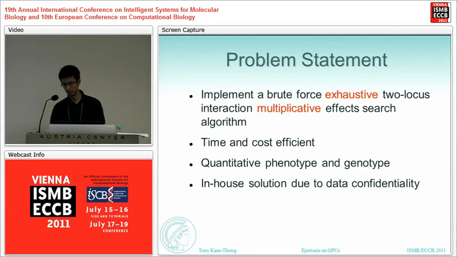So our problem statement at this point is to implement a brute force, exhaustive, two-locus interaction multiplicative effect search algorithm. It has to be time and cost efficient, and has to be able to accommodate quantitative phenotype and genotype. By quantitative, I mean real values. And it has to be an in-house solution due to the confidentiality nature of our work at the Institute.